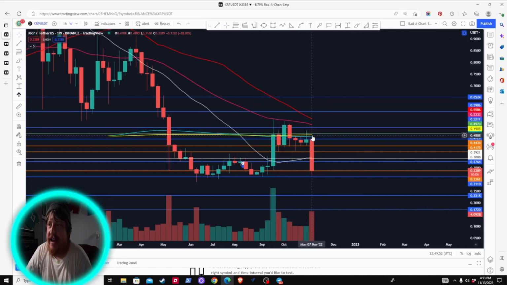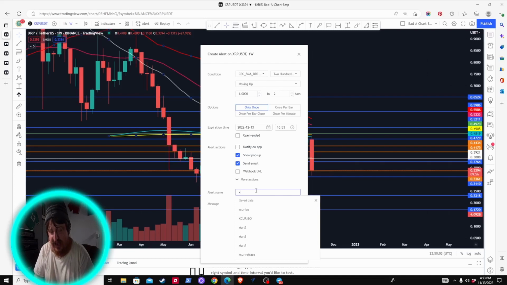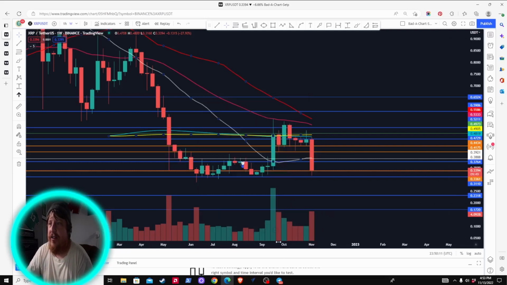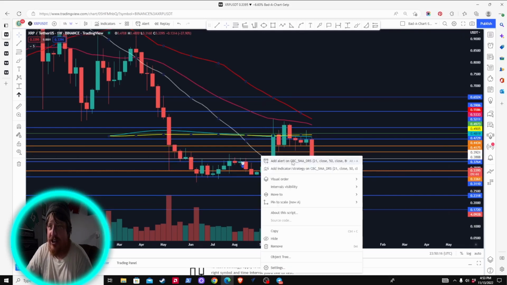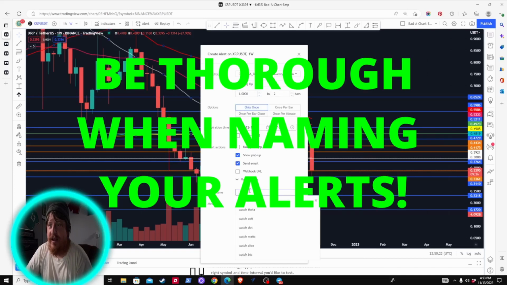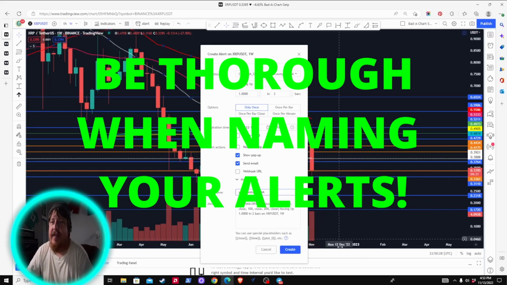I'm going to come down here to the yellow 200 simple moving average. Same thing: right click, make sure this says 200, moving up as price action is below it, and name it XRP weekly 200 SMA. I'm going to click create, and then we're going to do that one last time for the 21 moving average, which is white here on my chart. Add alert. Again, make sure it's on 21, moving up in this case as well, name it XRP weekly 21 SMA, and then click create.